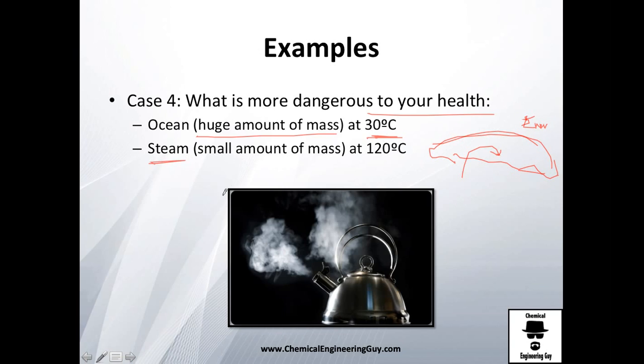But if you're talking about steam, a small amount of mass, maybe, I don't know, one cup, which is about 250 milliliters, or about 8 liquid ounces, at 120 Celsius, well, of course, you know this is way more dangerous. You can even get burned. But why, if it's only 1 cup, and we're speaking here about a huge amount of ocean? Now you're starting to get the idea of high temperature, low temperature, high mass, low mass.